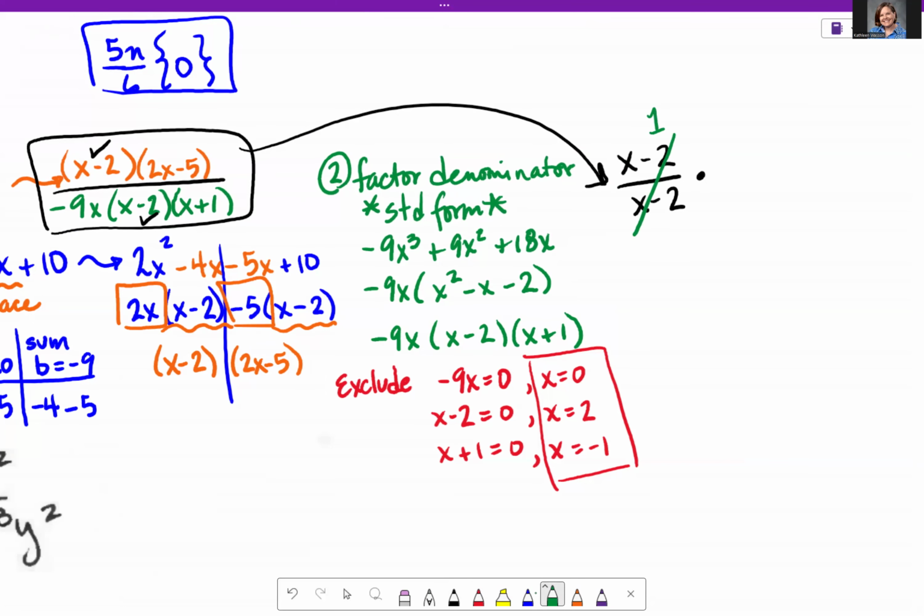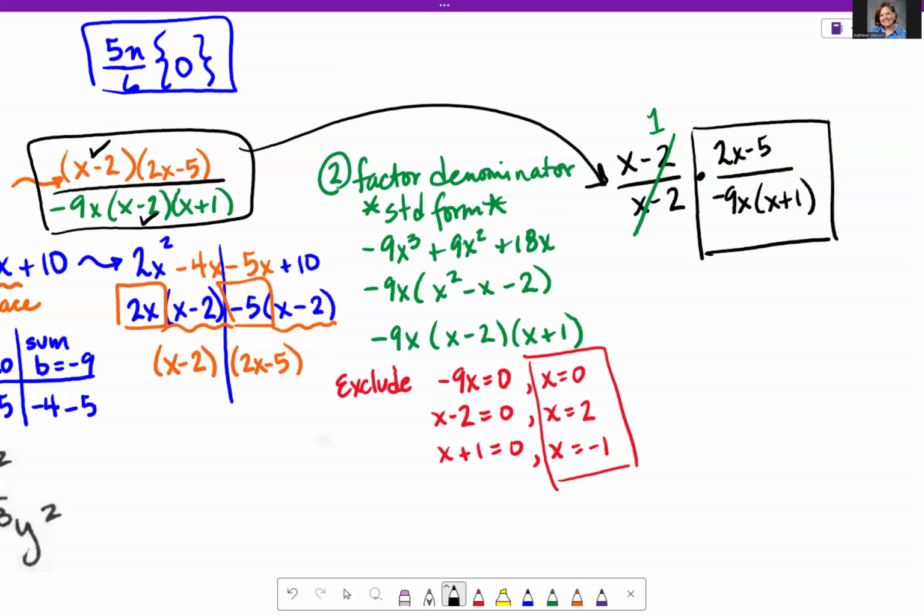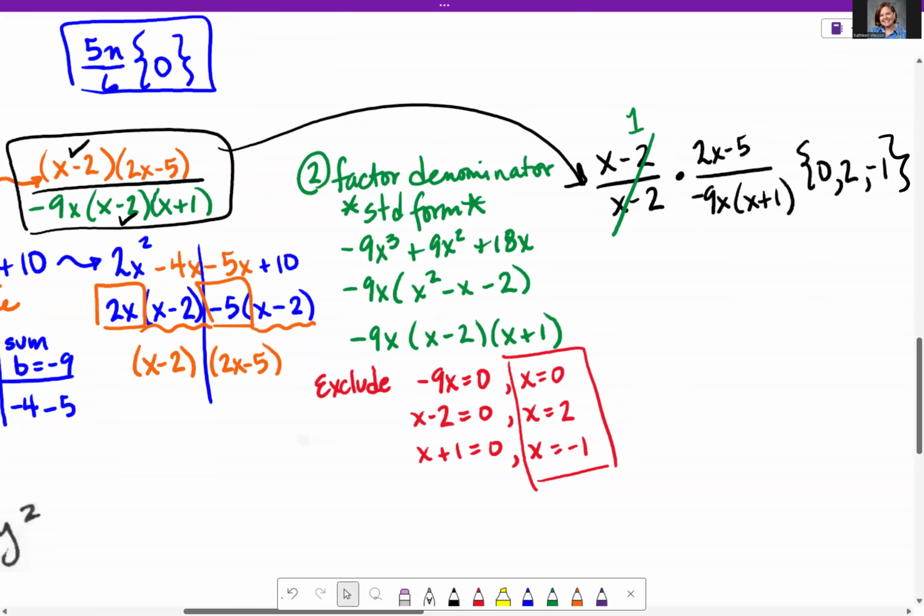And 2x minus 5 is remaining in the numerator. And in the denominator, I have negative 9x times x plus 1. This is equivalent to the original rational expression, as long as I do not allow x to be 0, 2, or negative 1. So this is reduced.